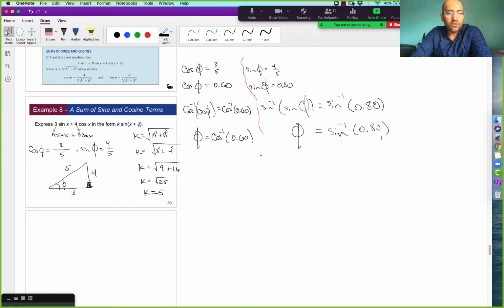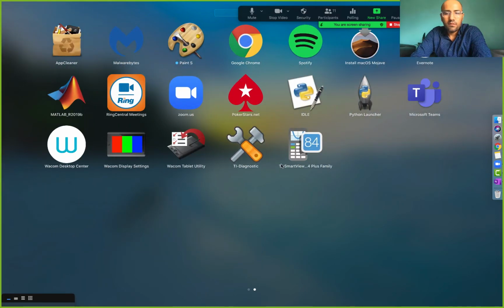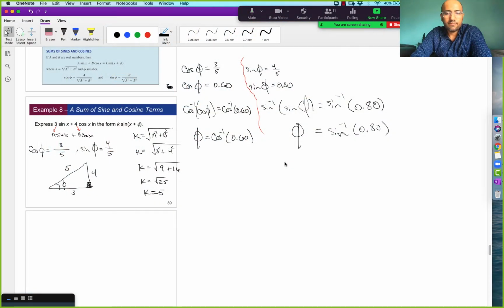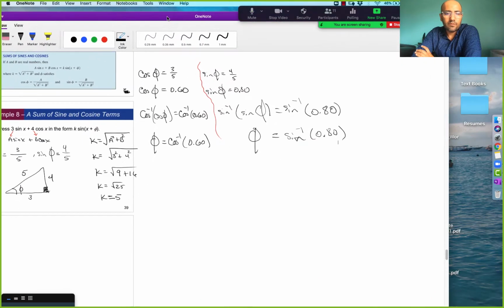Okay, so if we put it in degrees, let's check it. Calculator. What happened?